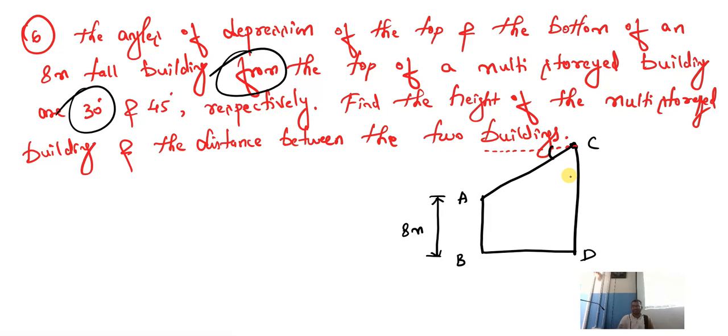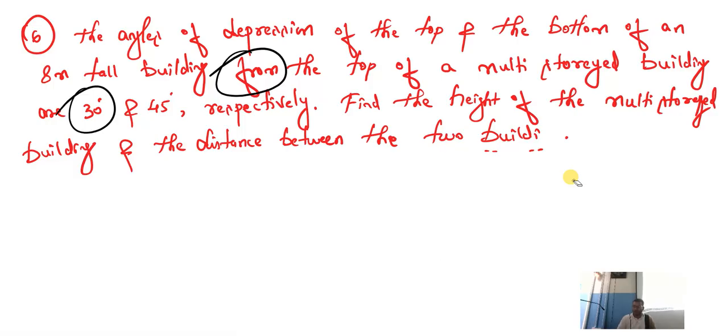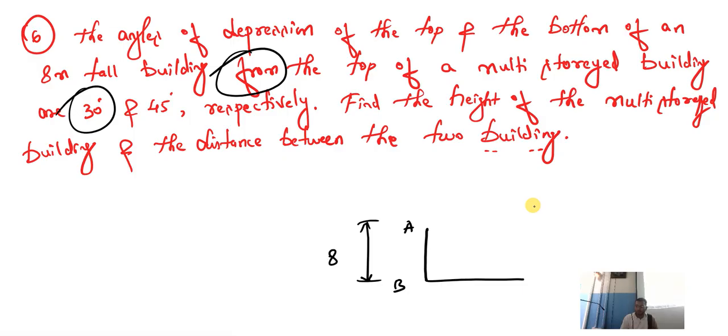This is interesting. This is what I just wanted to mention here. Please understand this concept carefully. See, once again, let me draw this figure for your better understanding, because most of you will get confused here. So let me say AB is my building, an 8-meter tall building. In front of this building, we have one multi-storied building. Let me say CD. Understood?